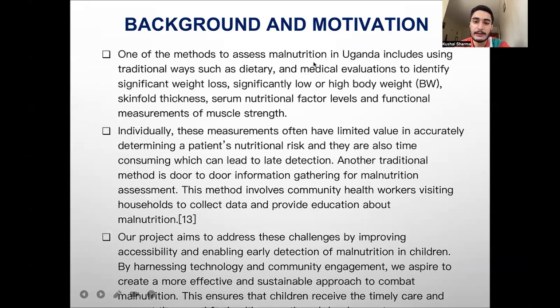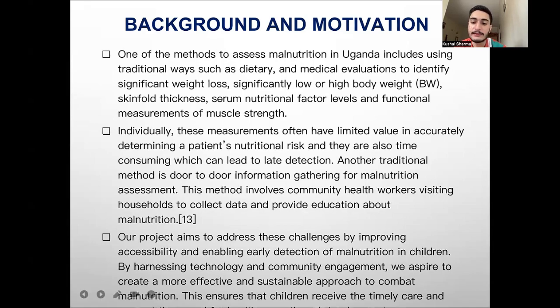Now, the methods to assess malnutrition in Uganda include traditional ways like dietary and medical evaluations, significant weight loss, body weight, skin thickness, and also another one that we call door-to-door information gathering. But the problem with these systems is that they are really time-consuming, and many children that are malnourished may go undetected, so they might not get treatment at the right time.